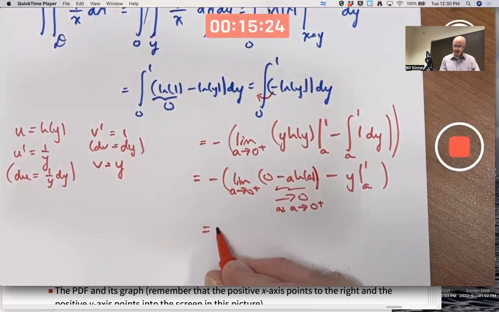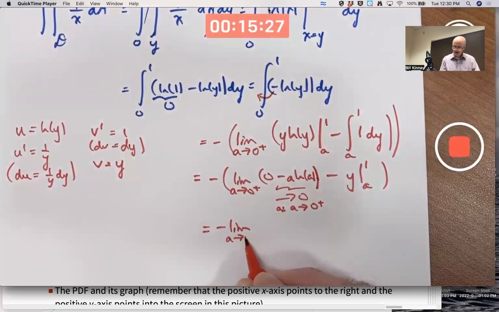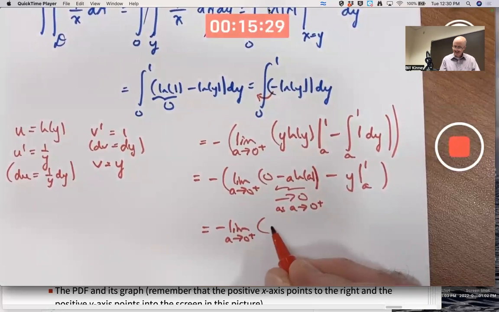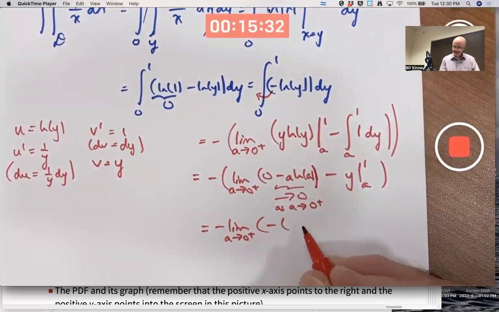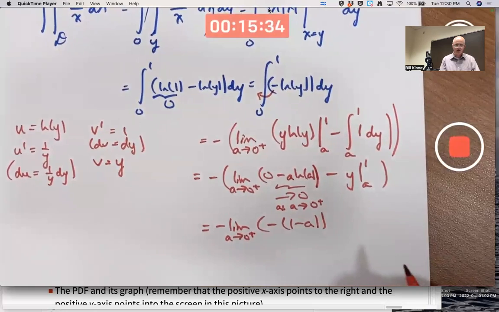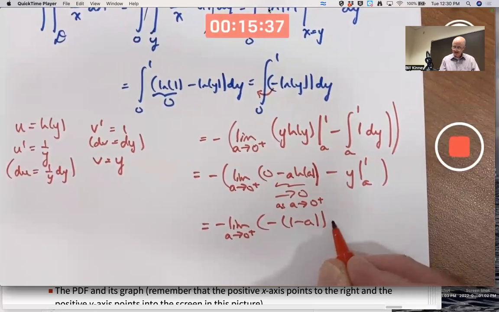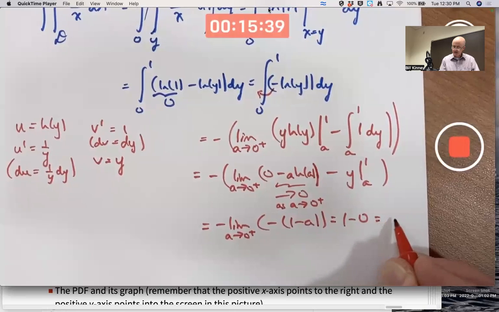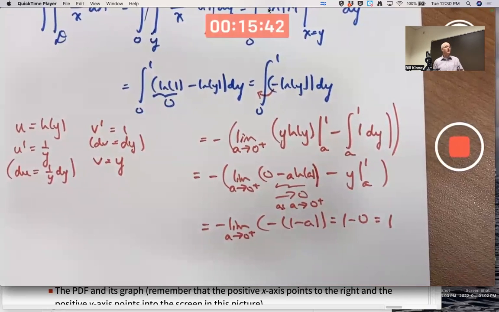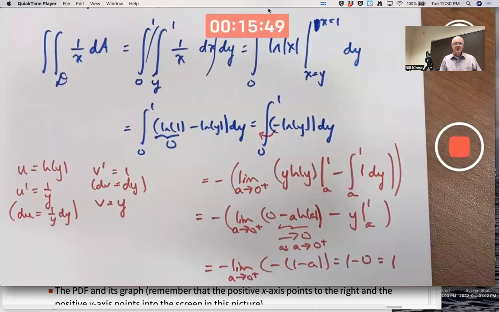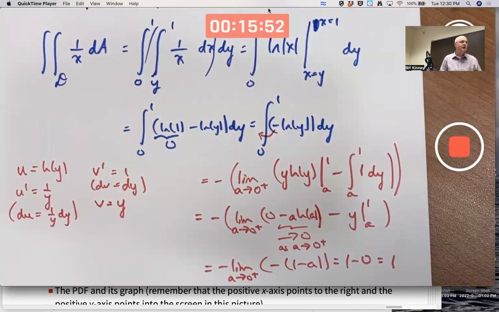So now you're left with negative of the limit as a goes to 0 from the right of lots of negative signs here. 1 minus a with a negative sign in front of it. Those two negative signs cancel. You end up with 1 minus 0 when you plug in a equals 0 and you get 1. That was a lot of work to confirm it's a PDF. I did this integral with respect to x first, then y. Could I have done it the other way around? Yes. Will it be just as much work? I think the other way around is a lot easier.